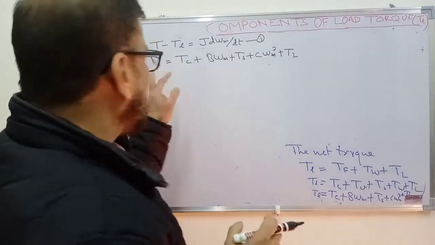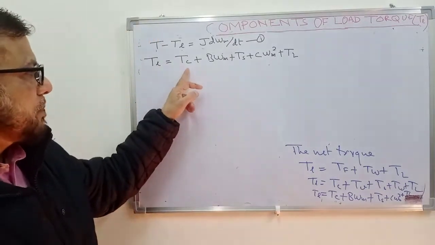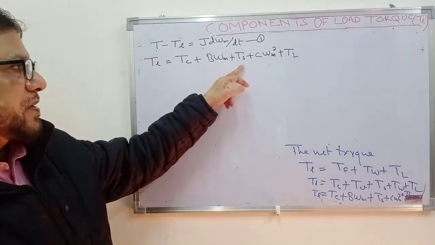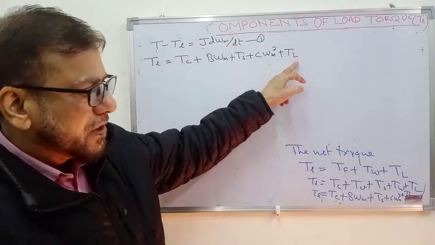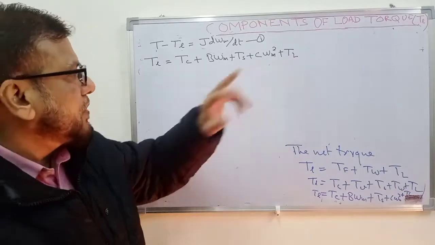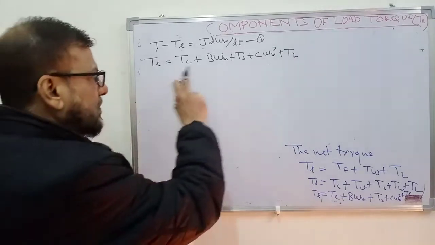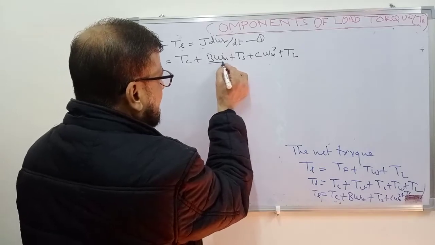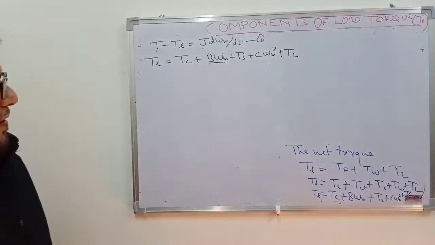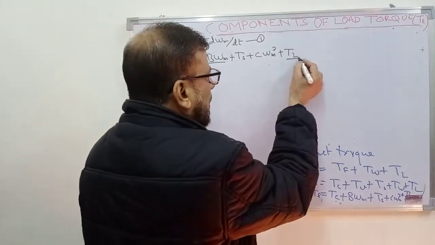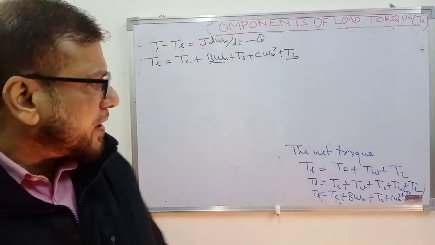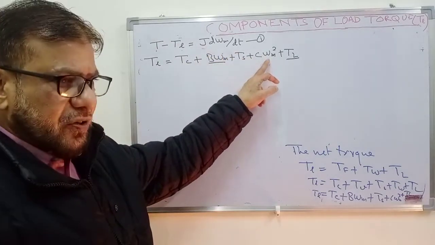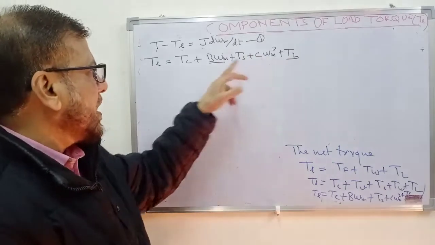So the total load torque can be written like this: Coulomb torque plus the viscous friction torque, static friction torque, wind friction torque, and the load torque required to do the useful work. Out of these various components, the major components are the viscous friction torque and the torque required to do the useful work. Other components, that is Coulomb friction torque and wind friction torque, are small as compared to TL and B omega m.